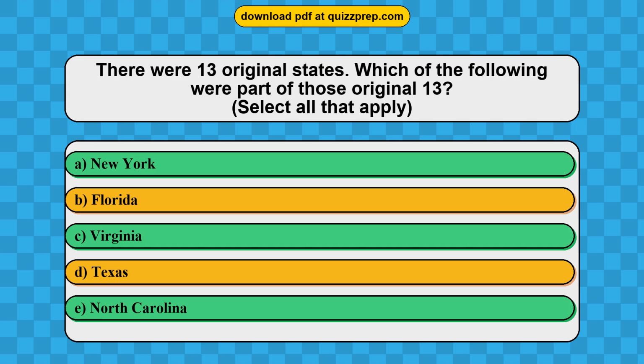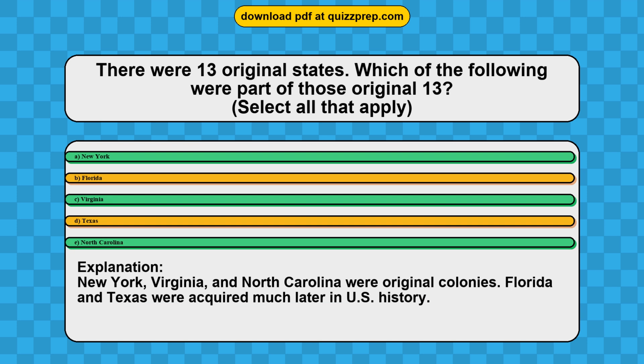The correct answers are options A, C, and E. New York, Virginia, North Carolina. New York, Virginia, and North Carolina were original colonies. Florida and Texas were acquired much later in U.S. history.